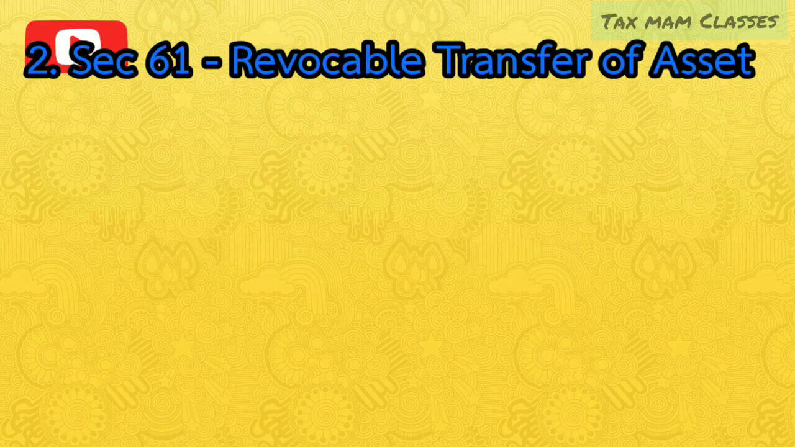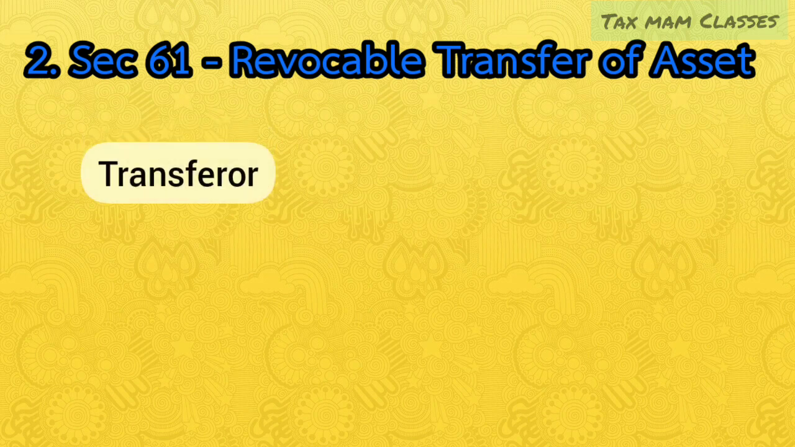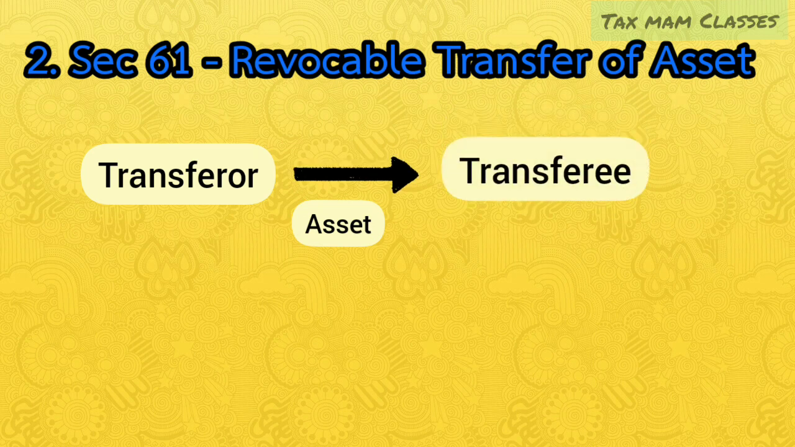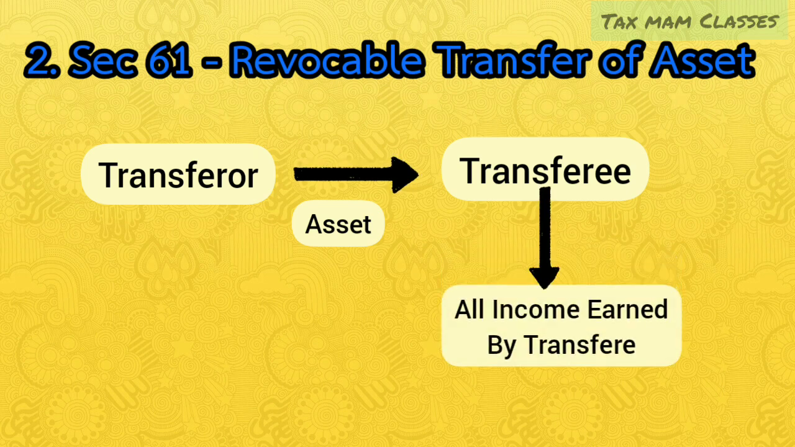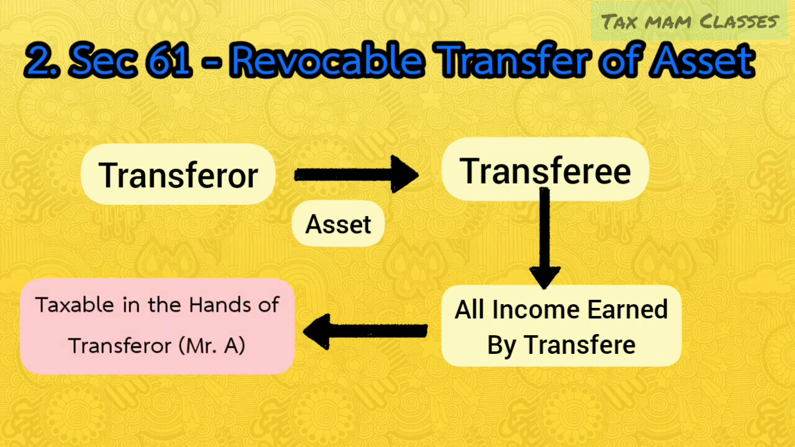Second provision, section 61 talks about revocable transfer of asset. That means here the transferor is transferring the asset to the transferee, and it is revocable. That means after some time the transferor can take back the asset. So in this case, all the income the transferee is earning will be taxable in the hands of the transferor only, not in the hands of the transferee.